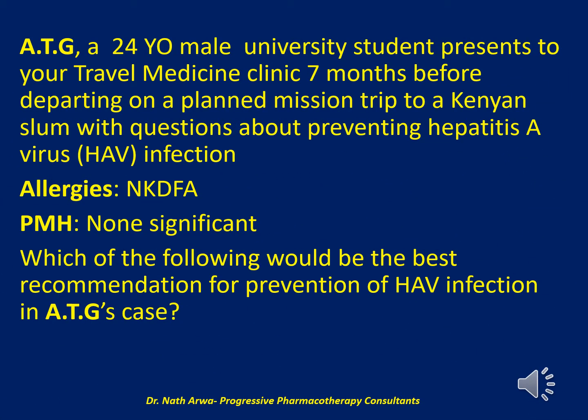And the next question reads, ATG, a 24-year-old male university student presents to your travel medicine clinic 7 months before departing on a planned mission trip to a Kenyan slum with questions about preventing hepatitis A virus, abbreviated as HAV infection. He has no known drug or food allergies. He has no significant past medical history. So my question to you is, which of the following would be the best recommendation for prevention of HAV infection in ATG's case?